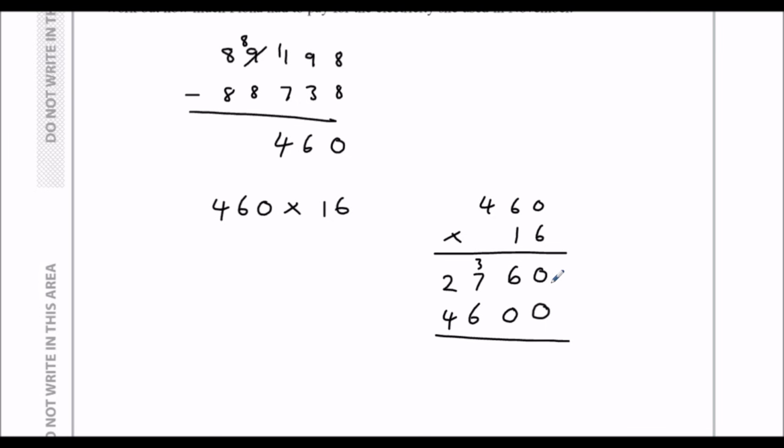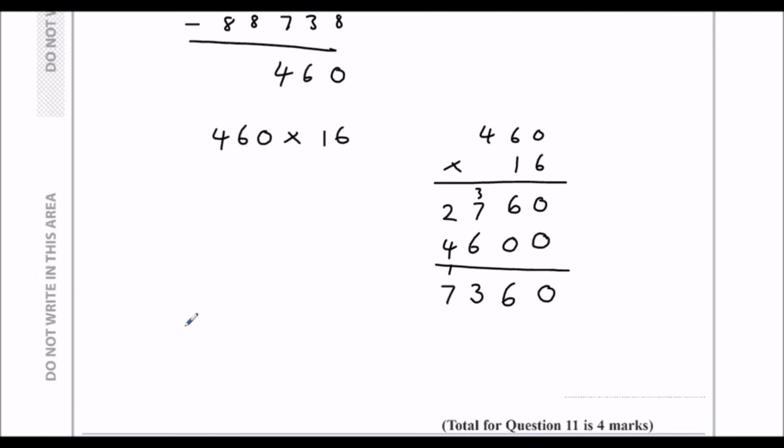So what do I have? In the ones I've got 0. In the tens I've got 6. In the hundreds I've got 13. And then the thousands, 2 plus 4 is 6, plus 1 is 7. So that's 7,360 pence, or I can change that to pounds by dividing by 100. 73 pounds 60.